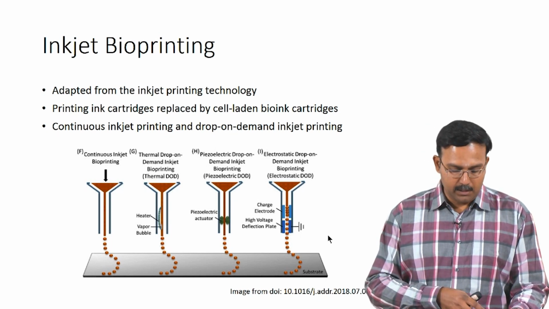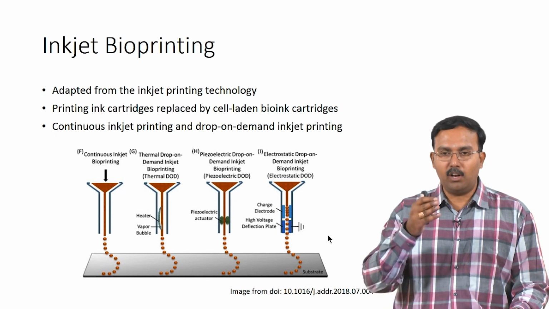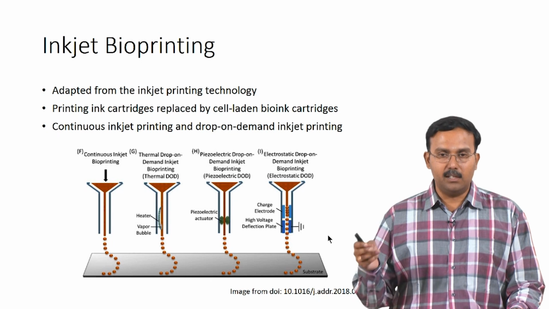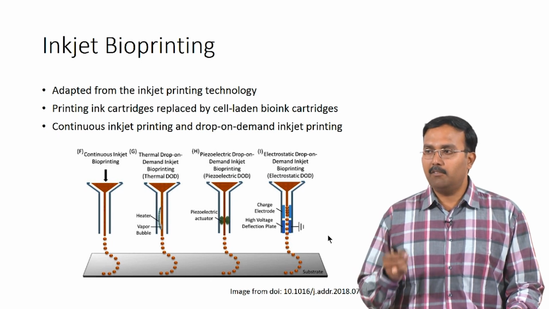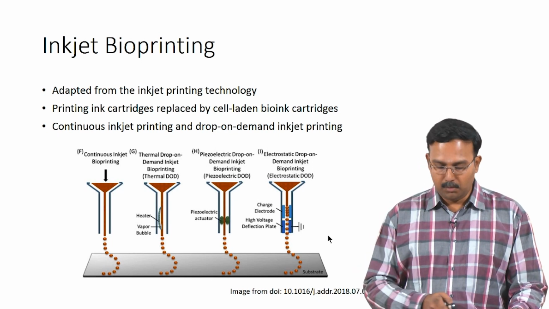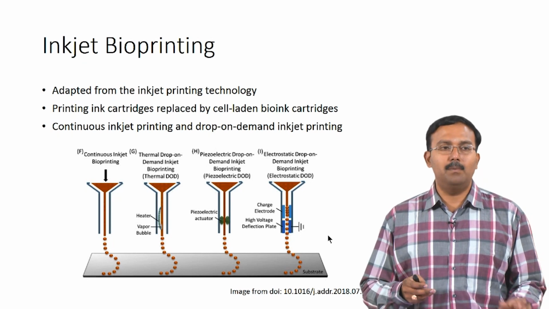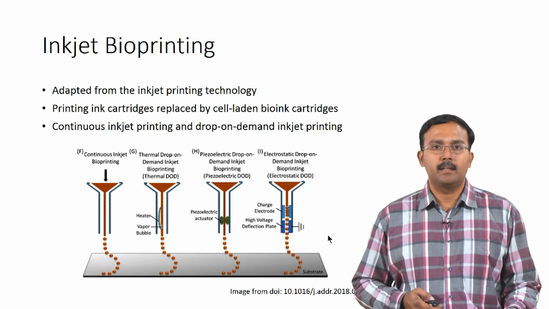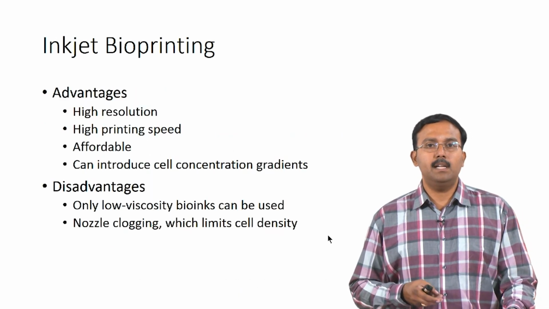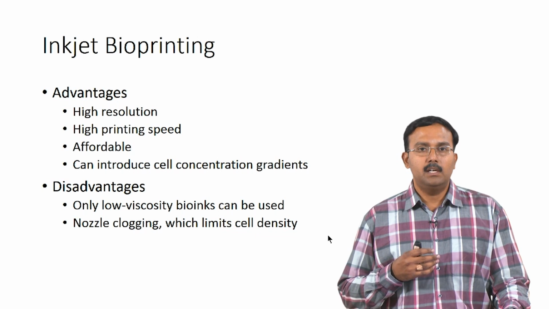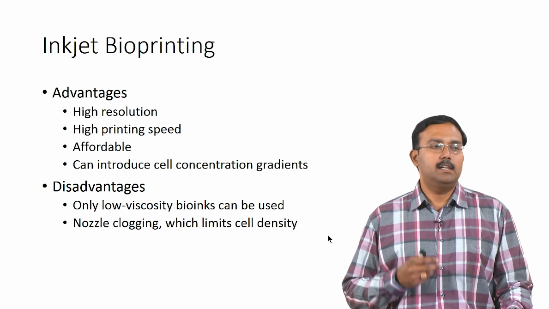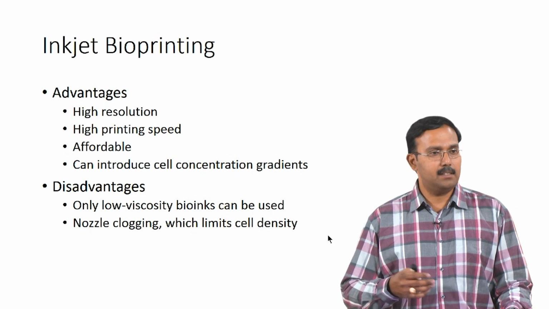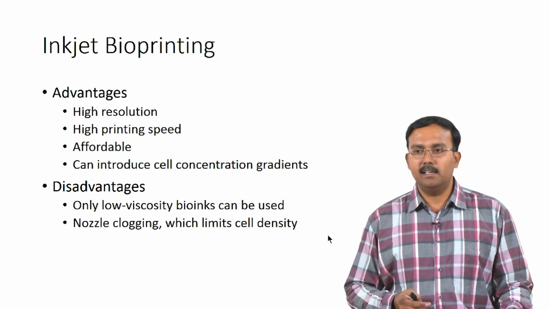So, in continuous inkjet printing your drops will be continuously formed, whereas in drop on demand, depending on the stimuli which is being given, you will have drops being formed. So, DOD printers will have better control over the microarchitecture if you need to use them. Advantage of inkjet bioprinting is it has very high resolution and high printing speed. It is also very affordable. It can introduce cell concentration gradients by drop on demand techniques.